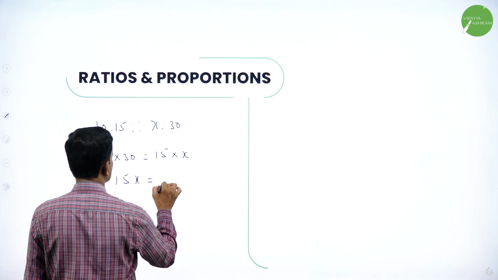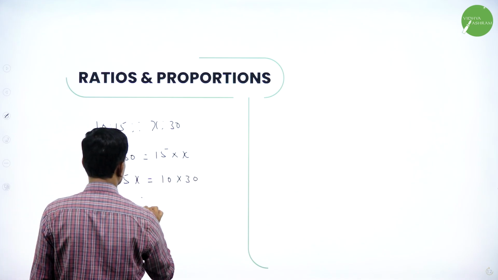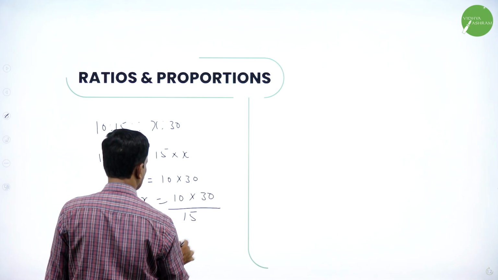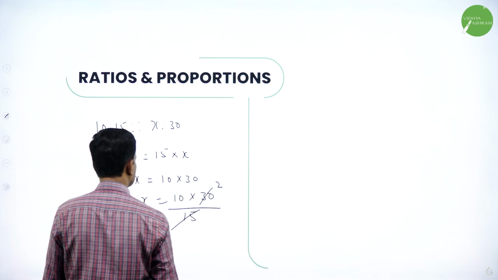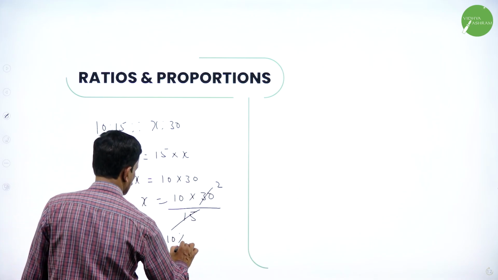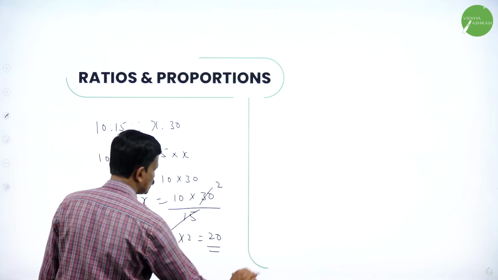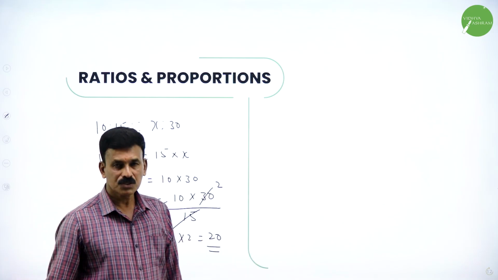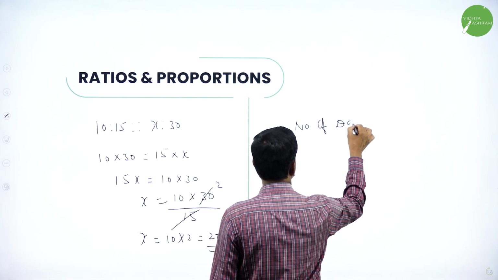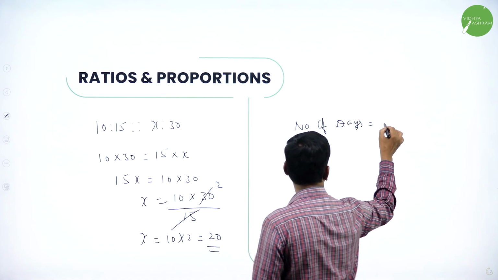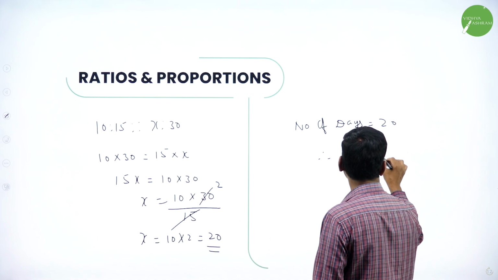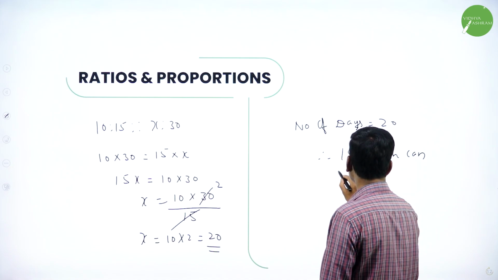15x is equal to 10 into 30, so x is equal to 10 into 30 divided by 15. 15 2s are 30, so x is equal to 10 into 2, that means 20. That's it. Okay. So that means the number of days is equal to 20.